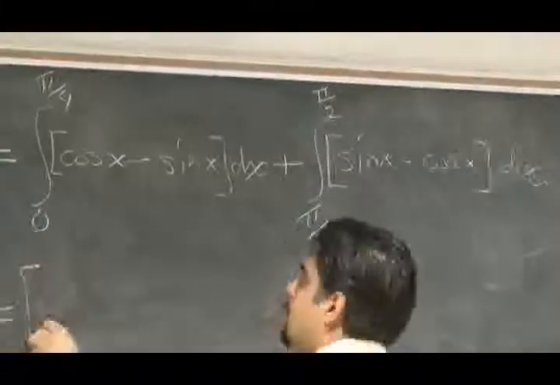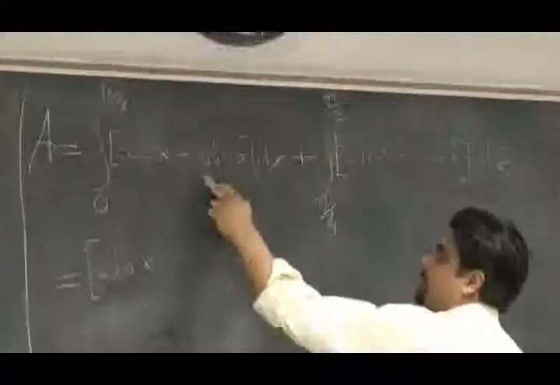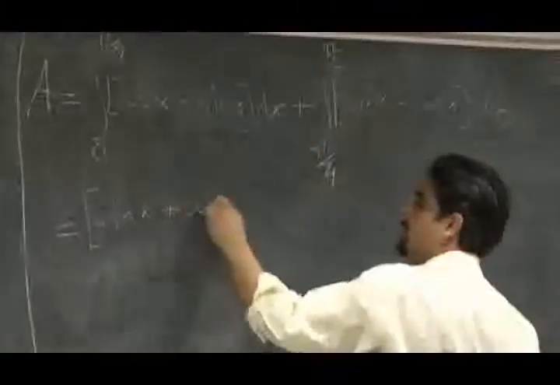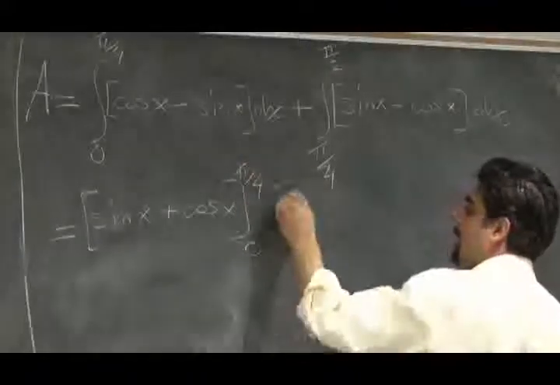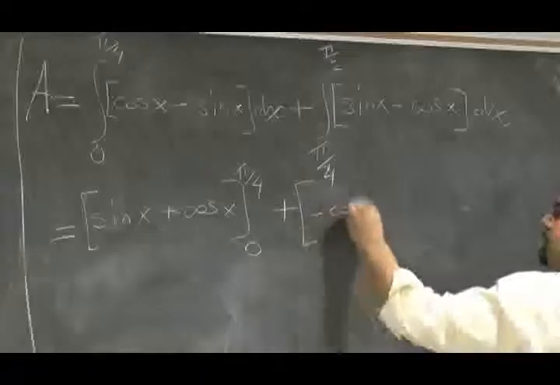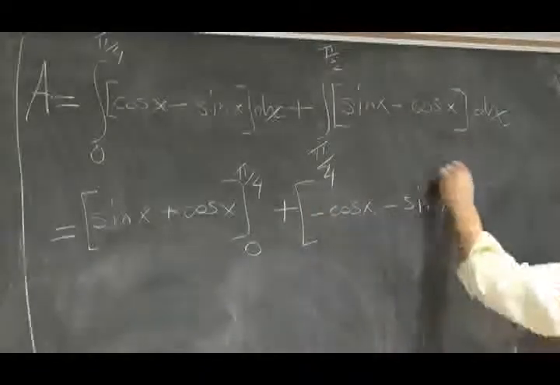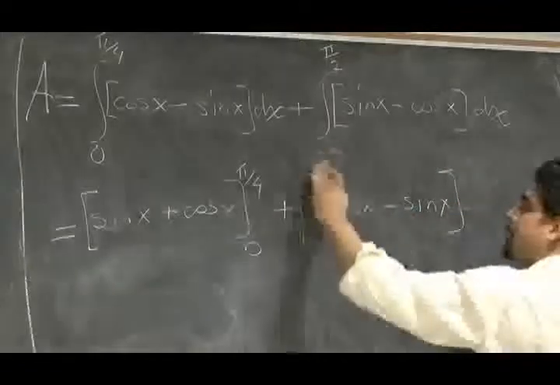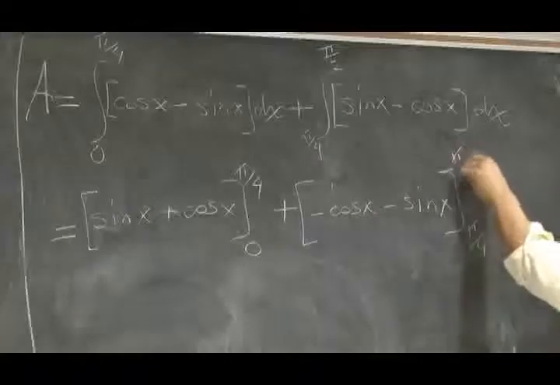Let's see. Here, the antiderivative of cosine is sine. The antiderivative of negative sine is cosine. And we're going to evaluate this from 0 to pi fourth. And then we're going to add the answer for this integral. The antiderivative for sine is negative cosine. The antiderivative of negative cosine is negative sine. And that's evaluated from pi fourth to pi halves.